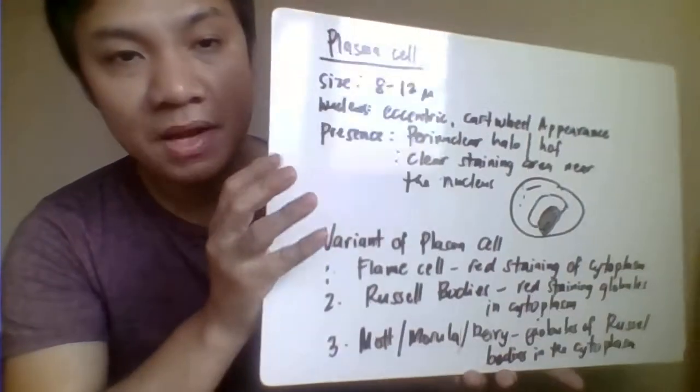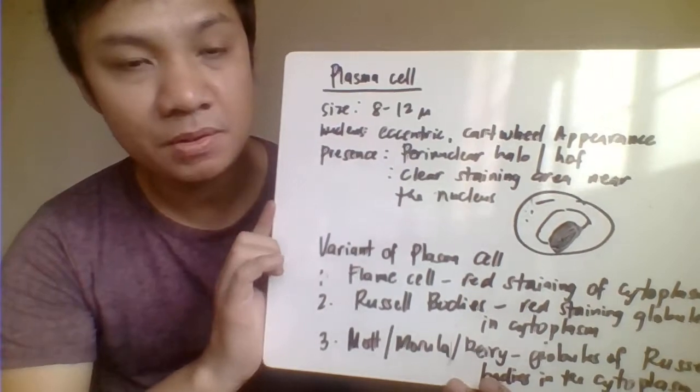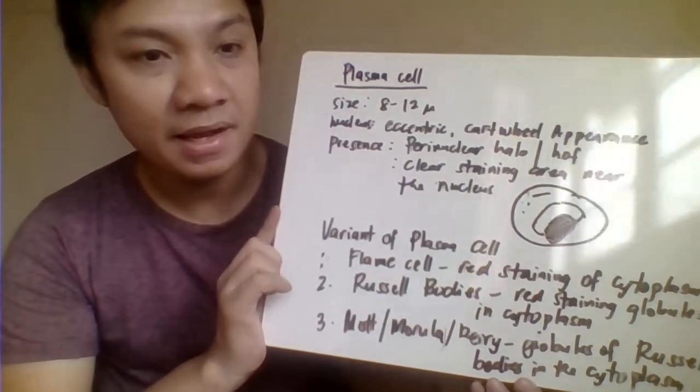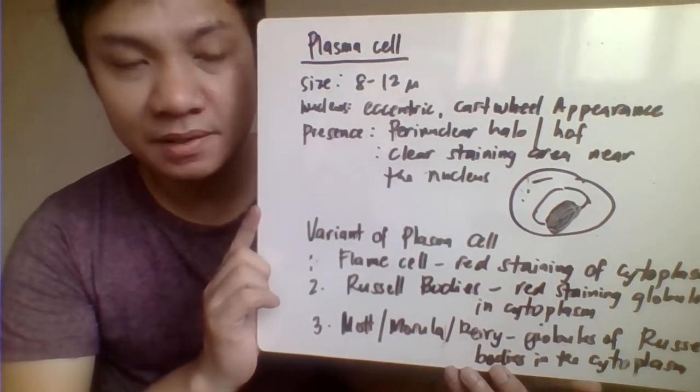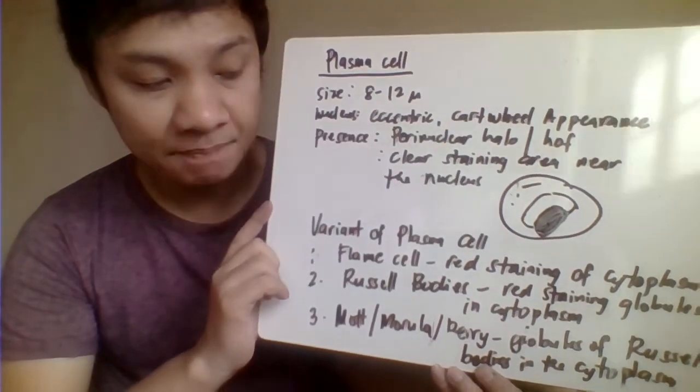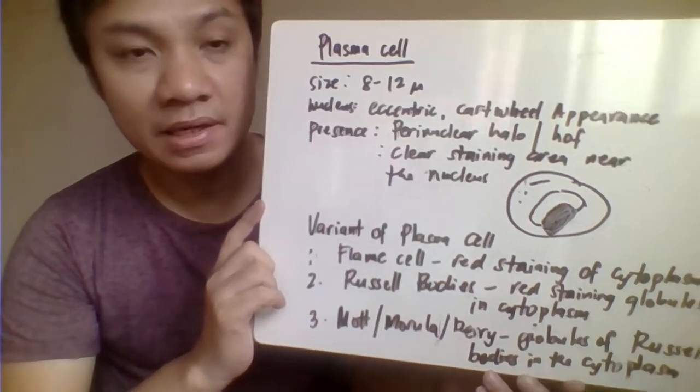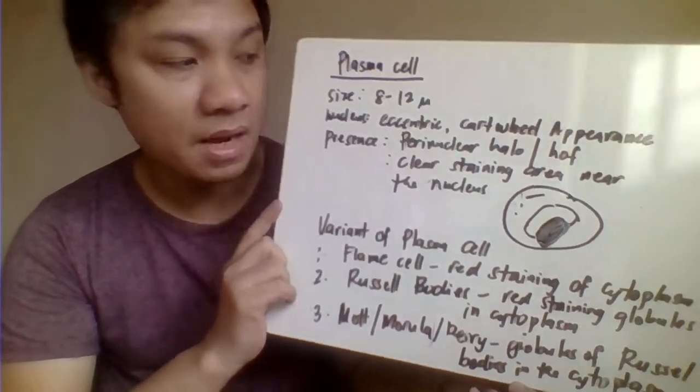Your plasma cells measure 8 to 12 micrometers in diameter and are characterized by an eccentric nucleus. When we speak about eccentric, hindi siya nasa gitna. And that one would have a characteristic na cartwheel appearance.